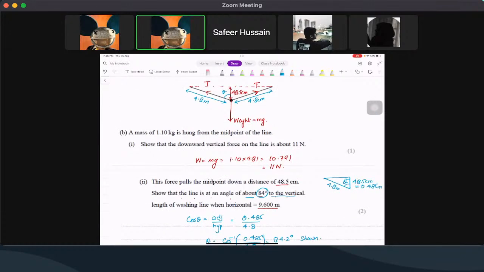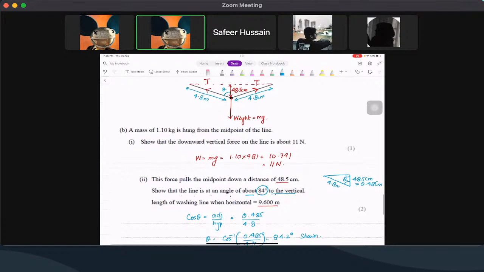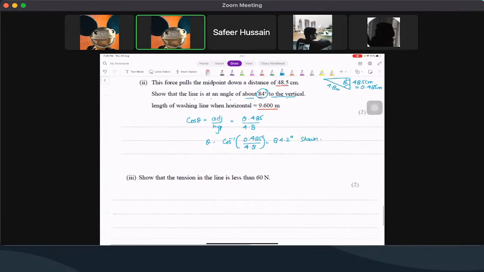No, because when you pull it down, the length of the washing line doesn't change, just the shape changes. Do you understand? Yes. That's why. Understood? This is basically what you need to understand.